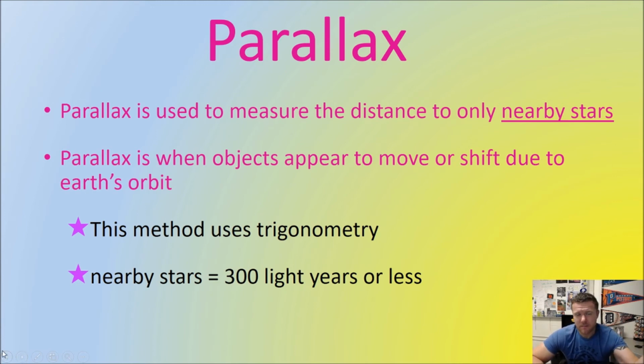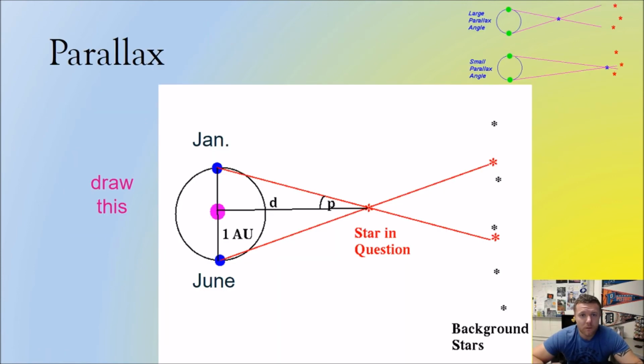Once you get past about 300 light years, those stars are so far away that they don't really seem to move when Earth is going around in its orbit. They're just too far away. What I want you to do is draw this in your science journal. Draw this little diagram so that you have an idea of how parallax works in your science journal.